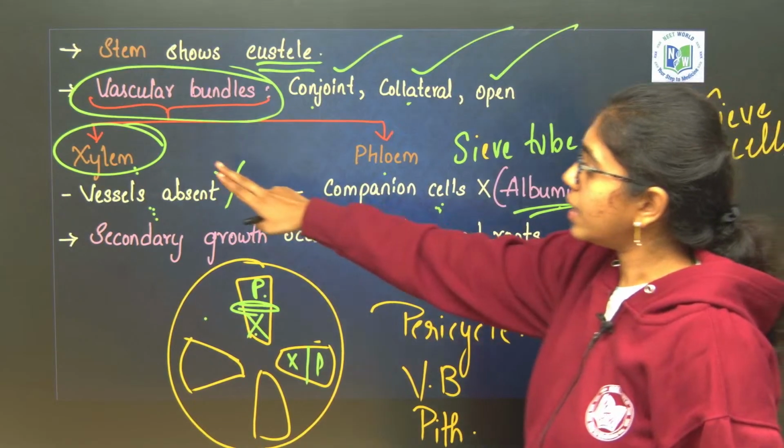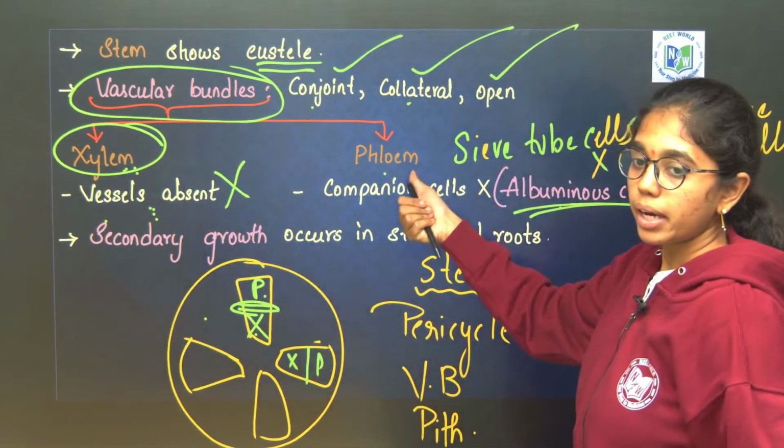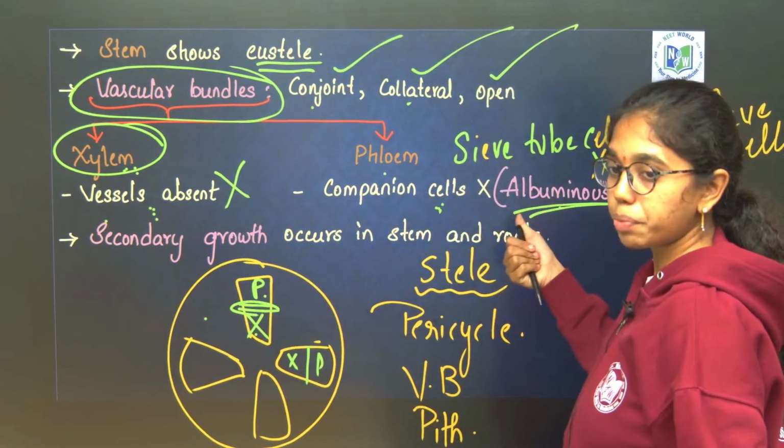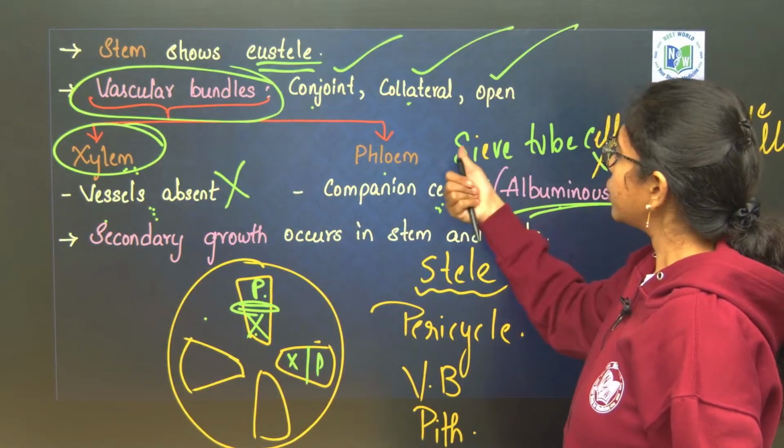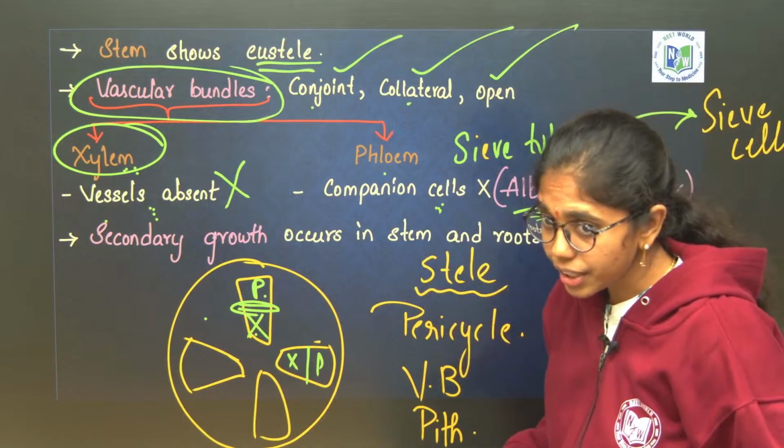Clear, right? One is xylem. In xylem, vessels are absent. In phloem, companion cells are absent. They are present in the form of albuminous cells. Sieve tube cells are absent. They are present in the form of sieve cells. Till here it is clear, right?